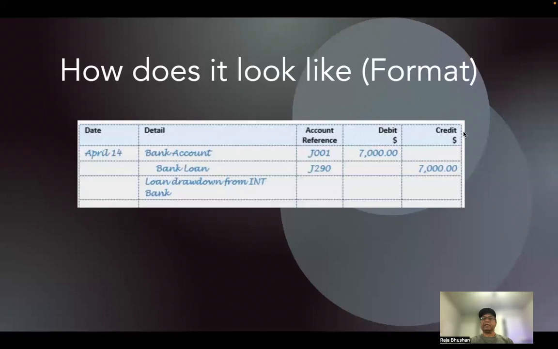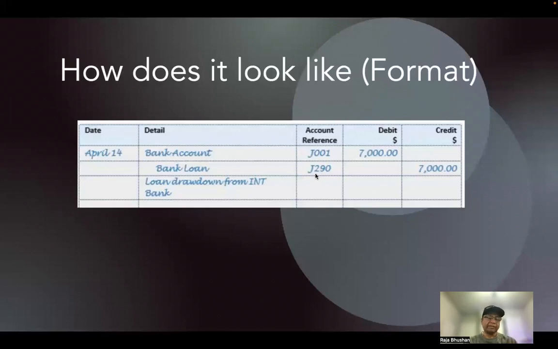Then there is a debit and there is a credit. As you know, each transaction has one debit and one credit. For this, bank account is debited. That means we have received cash, and we have created a liability. That means we have borrowed from the bank. This is just an example for you to understand what a journal looks like.